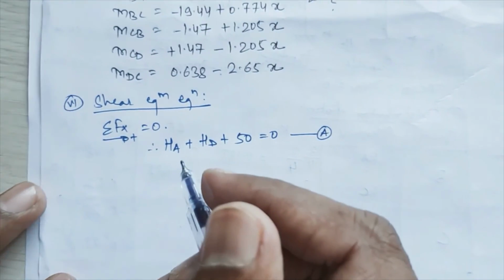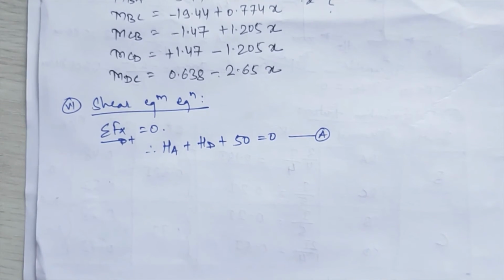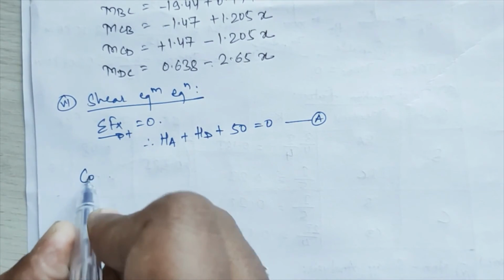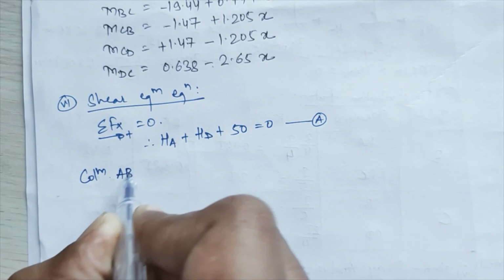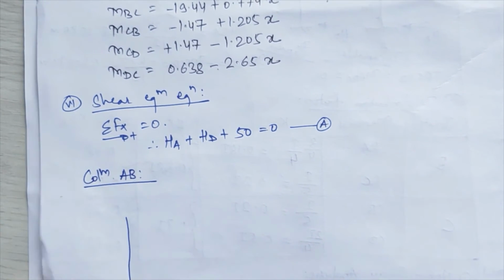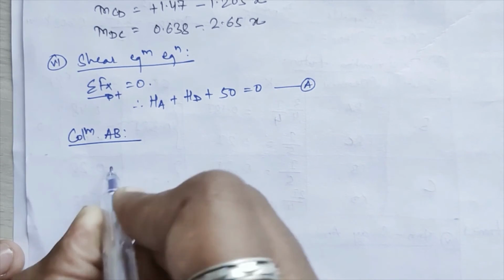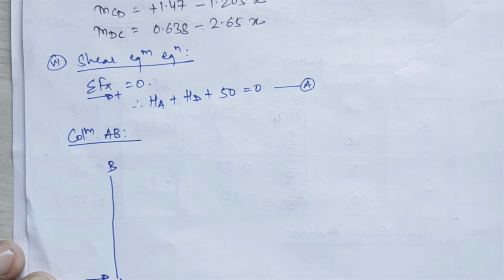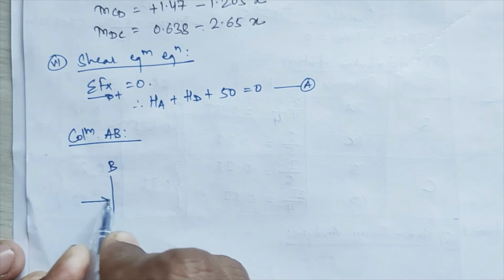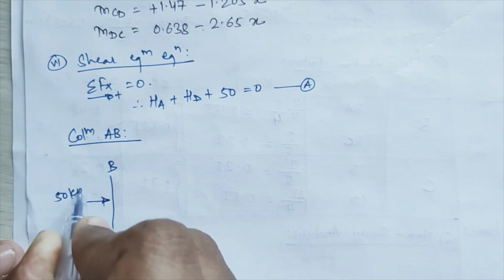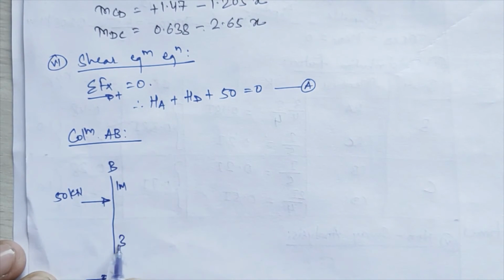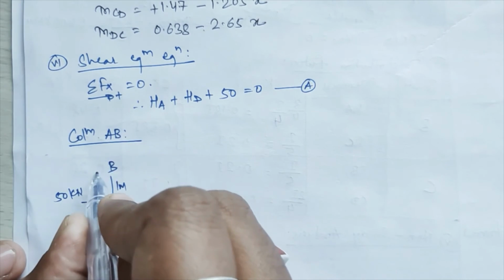Now you have to consider the column equilibriums. For column equilibrium, you have to consider the first column AB. I will draw the first column equilibrium diagram. Here I am having HA, this is my joint A, and here I am having B. Along with that, here I am having a 50 kilonewton point load at a distance of 1 meter from B and 3 meter from A.